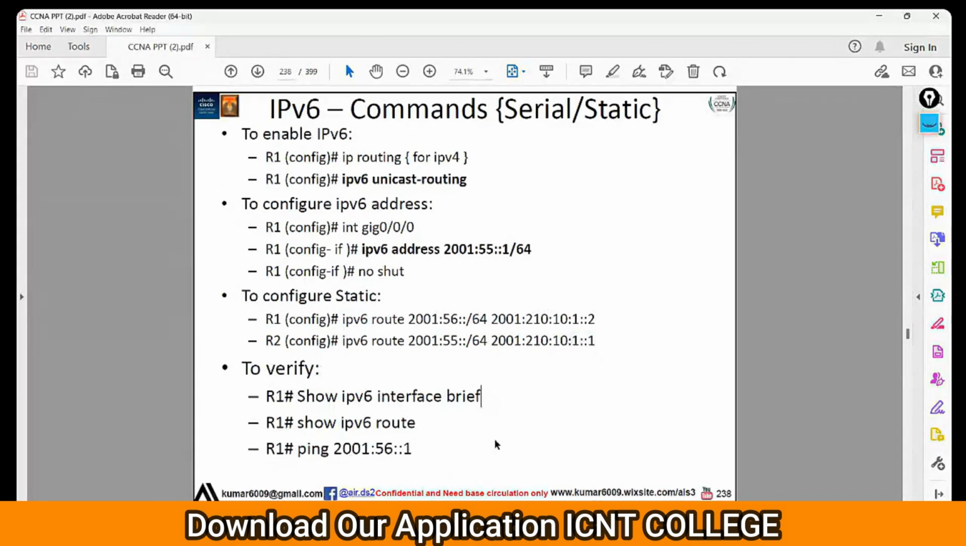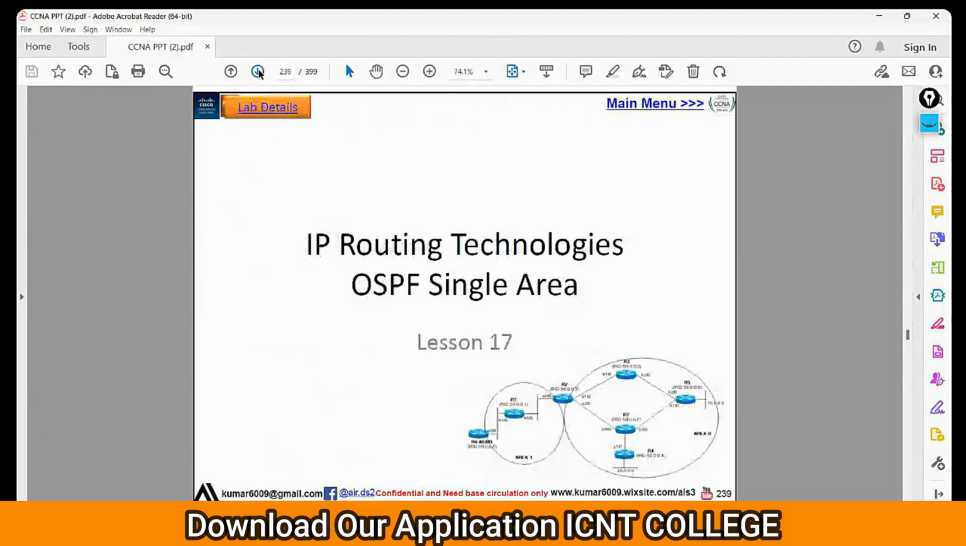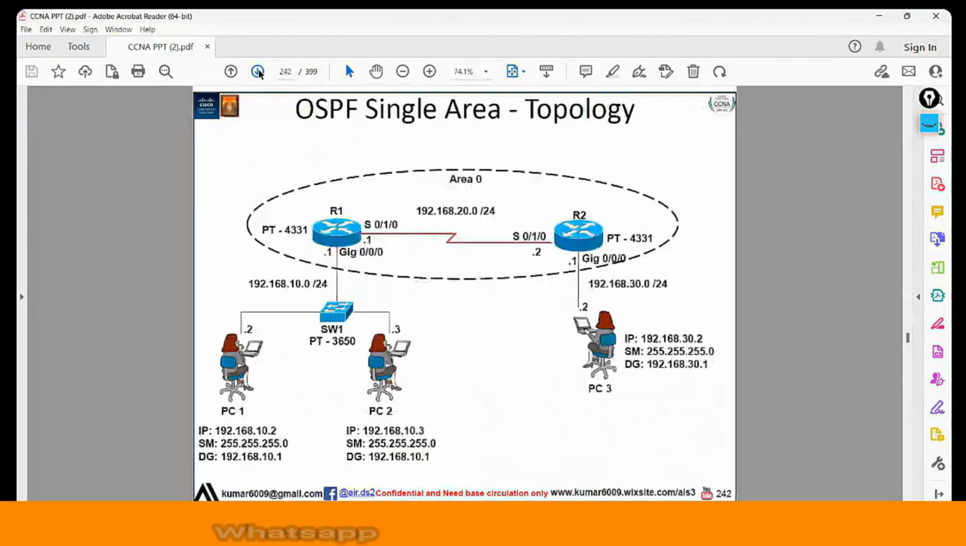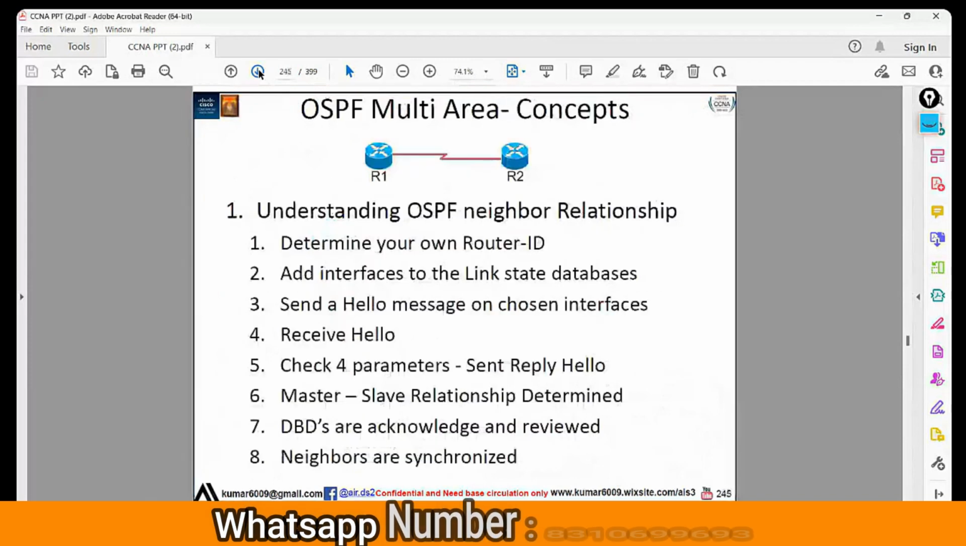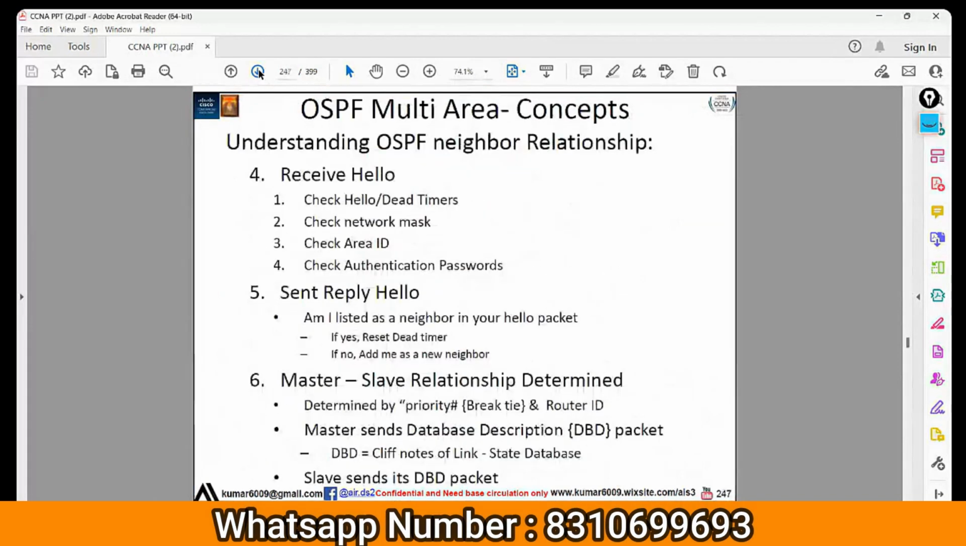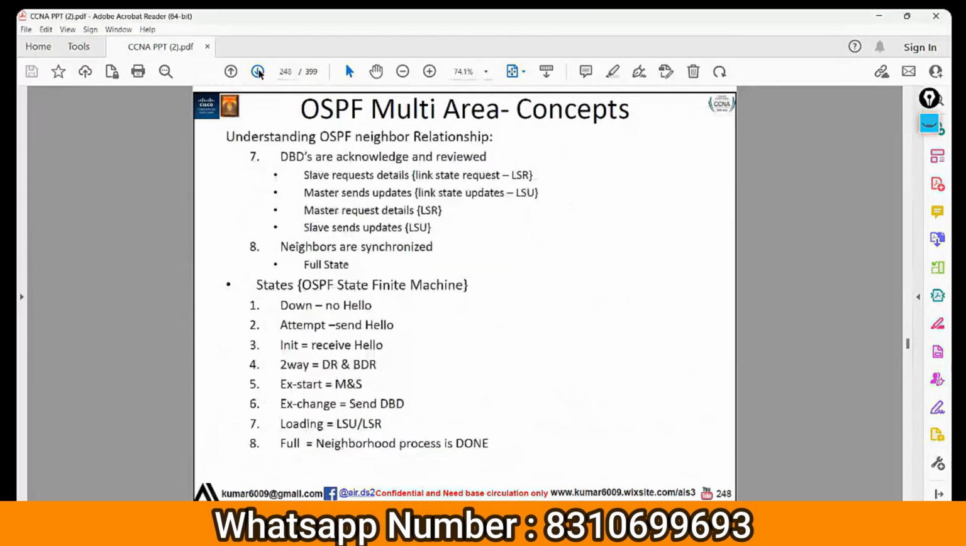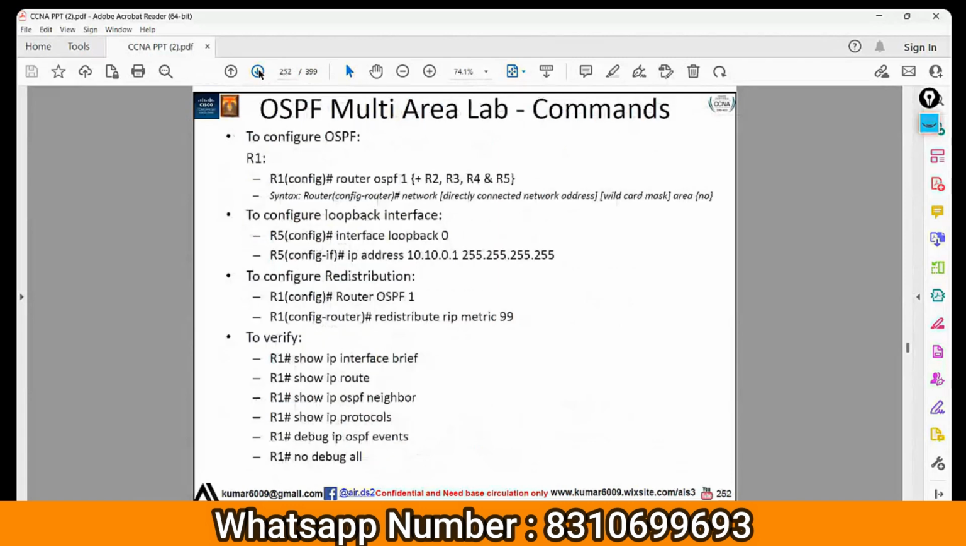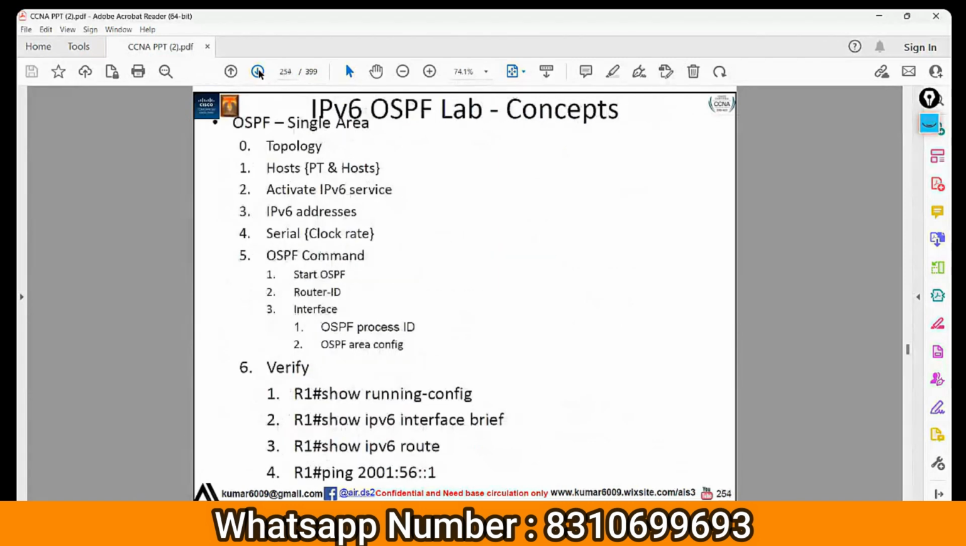Now if you see dynamic, dynamic is very, very simple. Yesterday we saw dynamic. What we did here: we enabled the routing, we added the interface. We put the network command, network address, wildcard mask, area, so many things. In IPv6 it is very simple. Just go to the interface and tell it, you are in IPv6 OSPF area, this area.